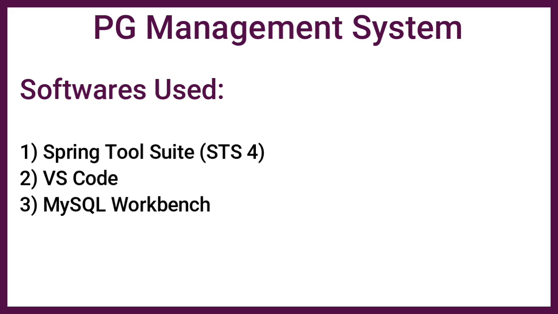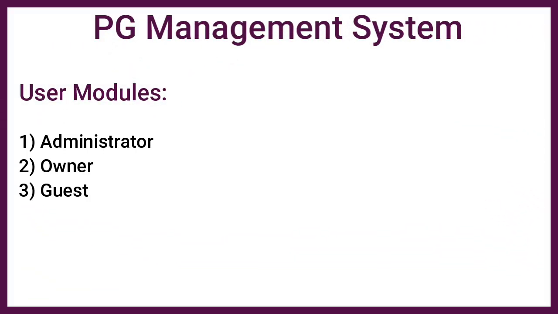So now let's see the user modules present in the project. The project basically contains three user modules. The very first one is the administrator module, the second one is the owner module, and the third one is the guest module.